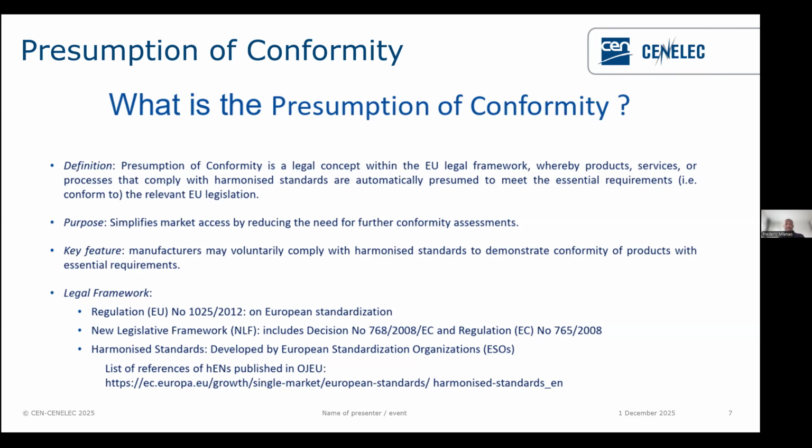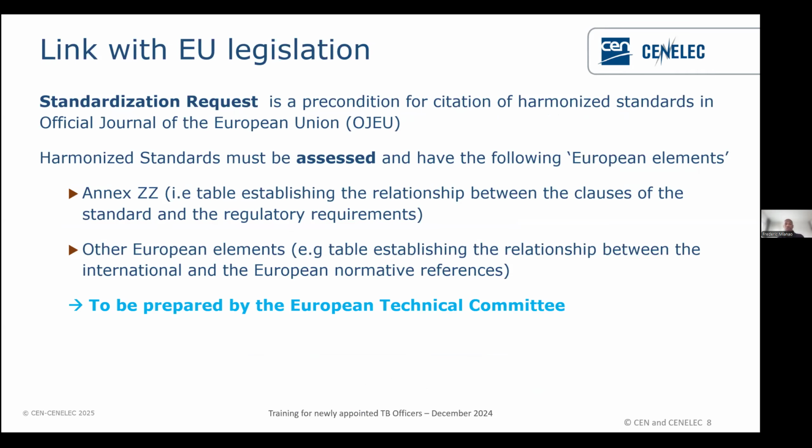And this is where the Annex Z is really important, is that to be able to benefit from the presumption of conformity, standards need to have an Annex Z that makes the link between the clause of the standard and the essential requirements of the legislation. And this leads us to the next slide.